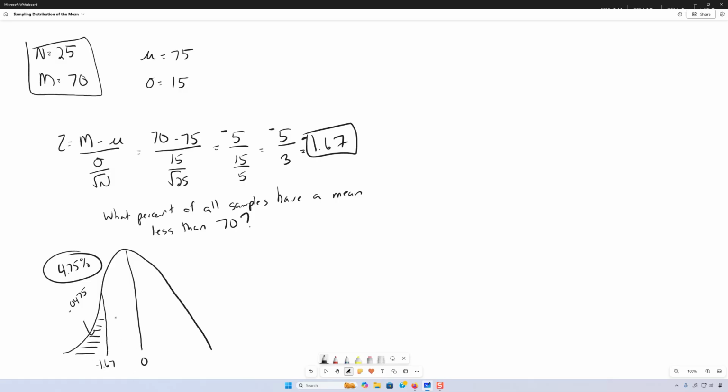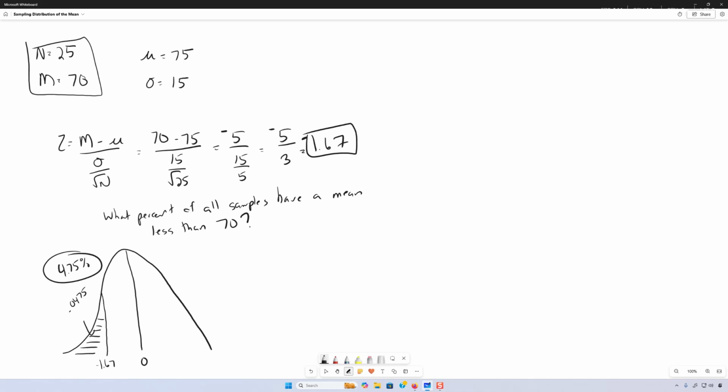Of all sample means from this population that has a mean of 75 and a standard deviation of 15, 4.75% of all sample means would be less than a mean of 70. So not much, right? That also is the question: does this sample belong to this population if only less than 5% of samples would be less than it? Most of the time we would say no, it belongs to some population with a smaller mean than 75.